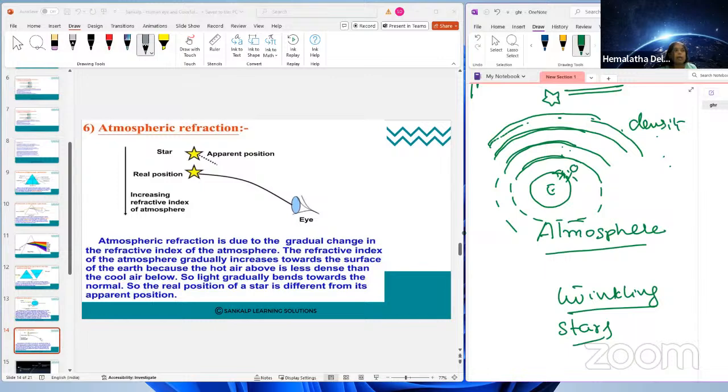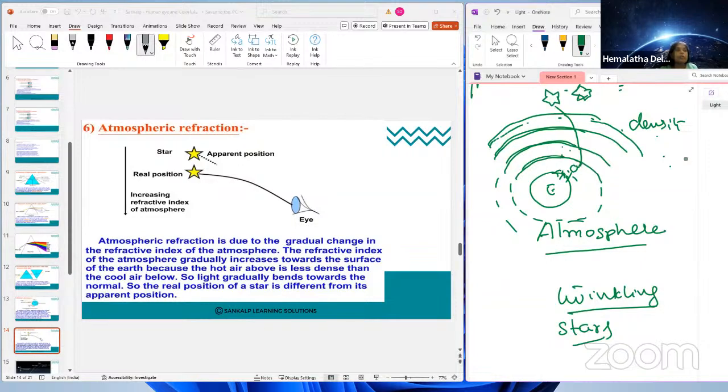Suppose the star is like this. Here it bends, at this position it bends again, and again, and again like this. So the person who is observing from here, this is the actual position of the star, but the person will see the star exactly at this position, at a slightly higher position. Consider this is the same star.